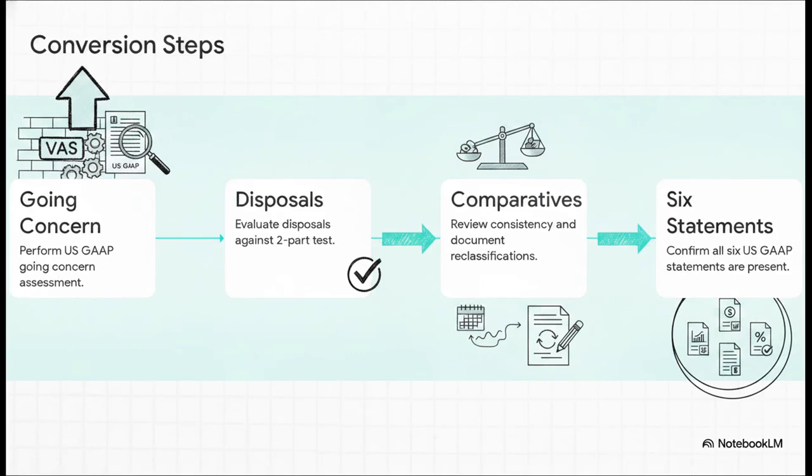Because of these drastic differences, you can't just copy and paste the VAS presentation and call it a day for US GAAP. You have to actively bridge the gap by manually doing these 4 things. First, perform the going concern assessment purely under US GAAP criteria. Second, evaluate all disposals against the US GAAP 2-part test. Third, review the comparative period structure for absolute consistency and draft your reclassification docs. And fourth, independently confirm all 6 US GAAP statements are actually there, since a standard VAS format might combine or just omit things that US GAAP strictly requires.